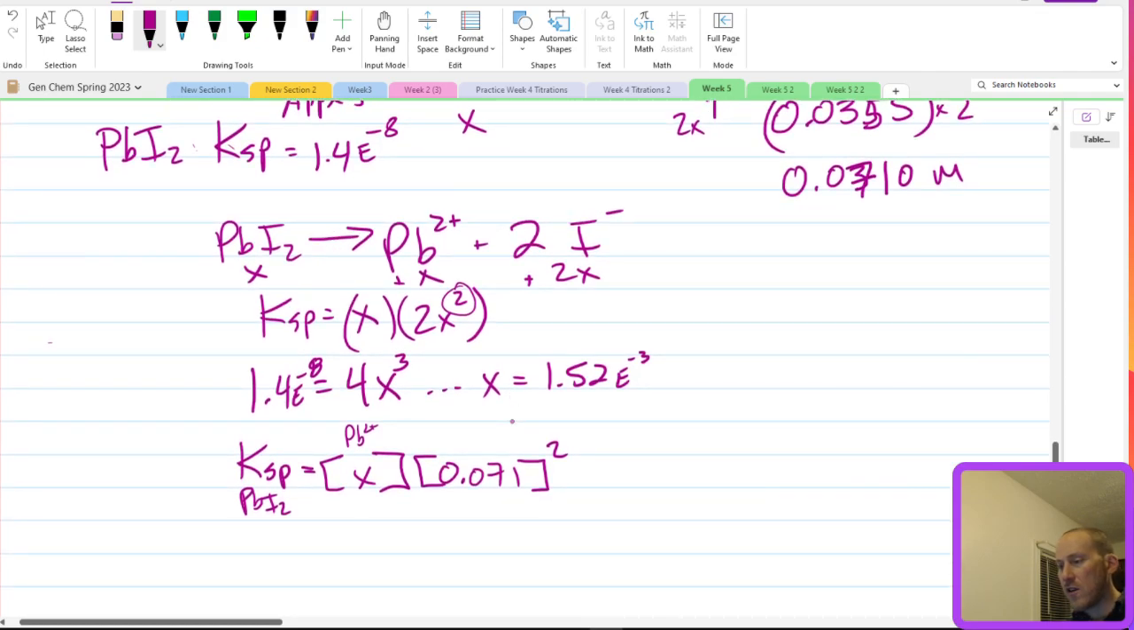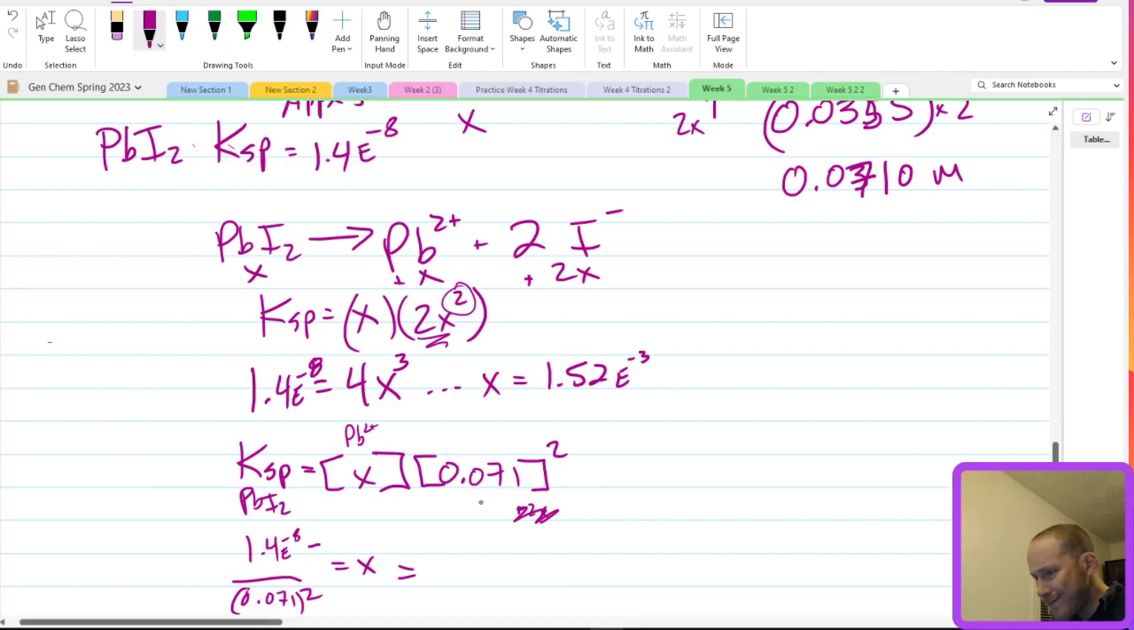So even though we could have also added a 2x from there into this, we're neglecting it because we already demonstrated that we can do that when we have a much larger concentration from something else. And what we're going to get here, that equals x. And you do that math, which I hope you can do. And x is going to equal 2.78 times 10 to the minus 6 molar solubility of our lead iodide.